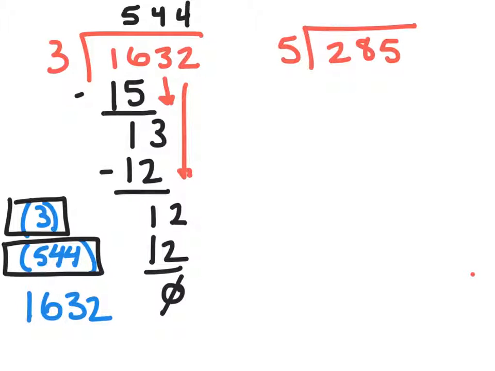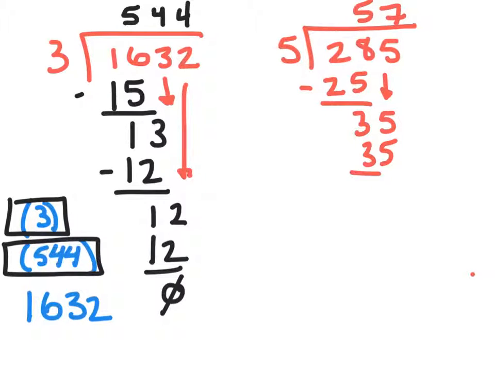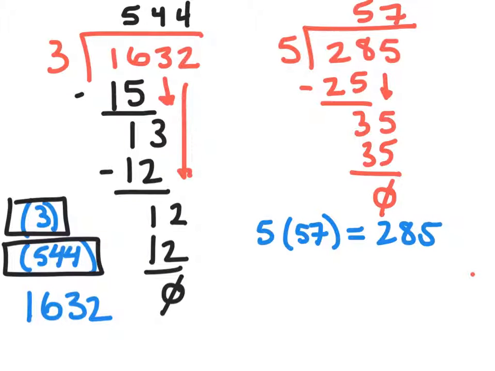5 doesn't go into 2, so it goes into 28, and it looks like 5 times, and you get 25. Always subtracting gives me 3, and then bring down the 5. 5 times 7 is also 35. Gives me a 0. What that means is that 5 and 57 are factors of 285. So division, long division, generates factors. Now not all numbers divide into each other. Let me give you that example.